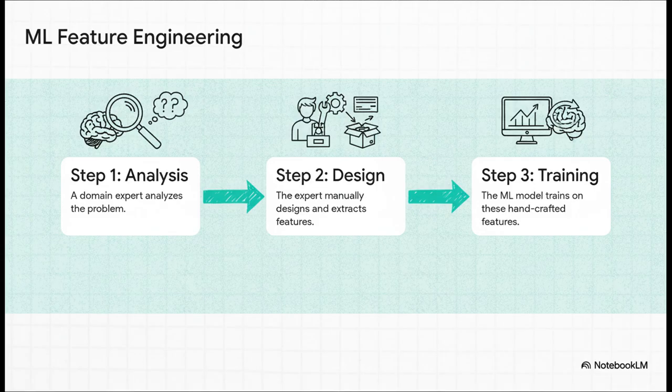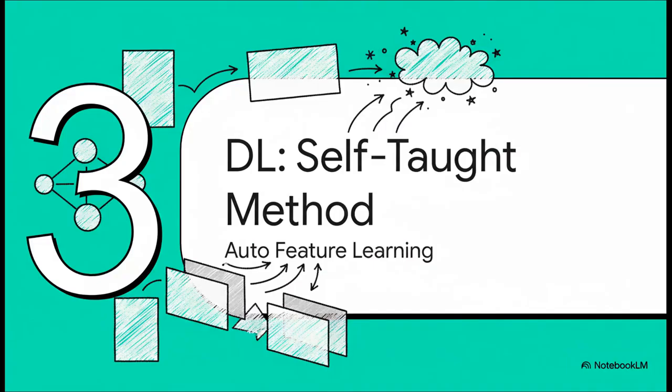First, the human expert dives in and analyzes the problem. Second, they manually, and that's the key word, they manually design and pull out all those important features. And only then, after all that human work, does the ML model get to train on this perfectly prepared, handcrafted data. It's a really solid approach for sure, but you can already see how it's totally dependent on that human expert.